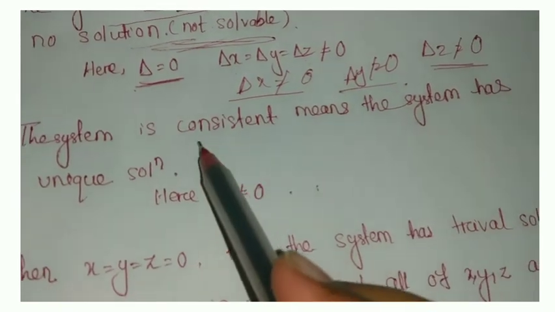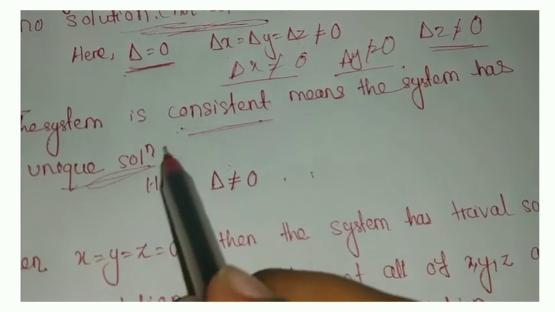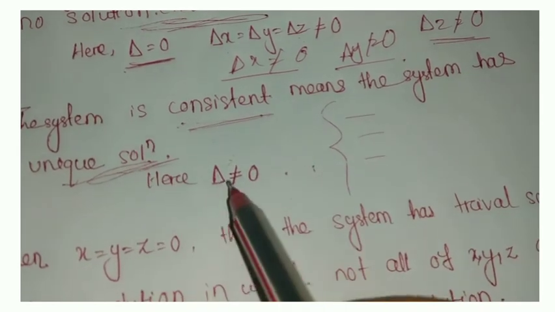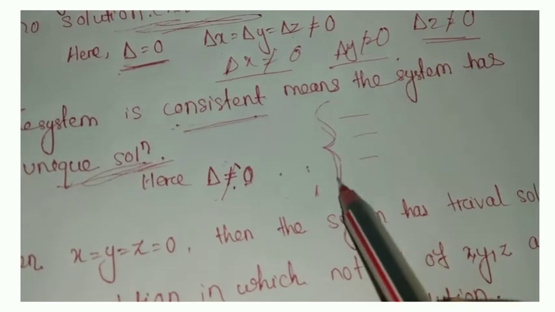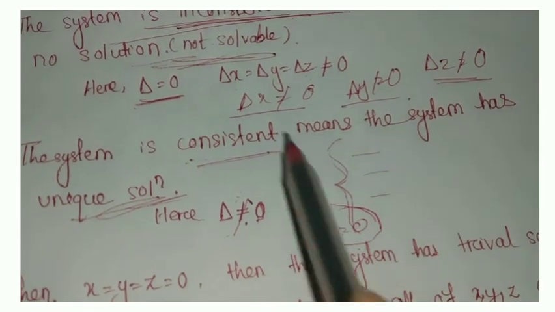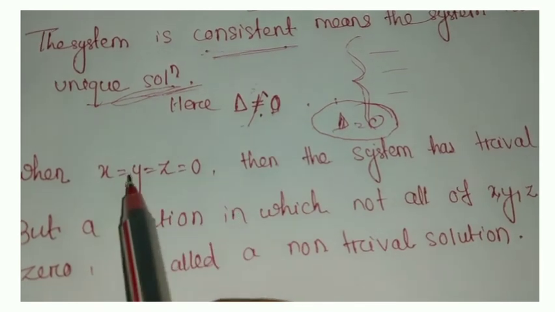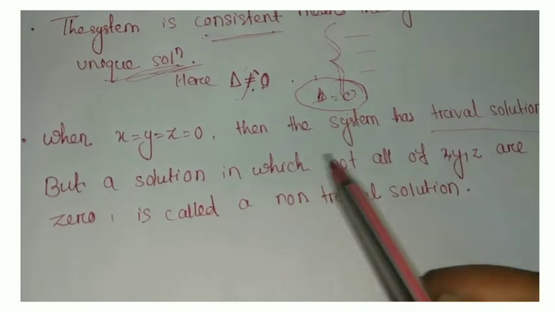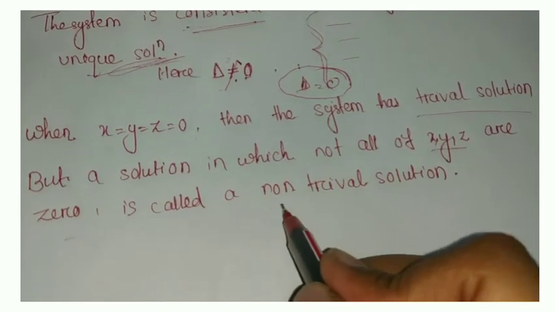The system is consistent means the system has a unique solution. That means the system of three equations has a solution and del is not equal to 0. If del is equal to 0, then it does not have a solution or is not solvable. When x is equal to 0, y is equal to 0 and z is equal to 0, then the system has a trivial solution, but a system in which not all of x, y, z are 0 is called a non-trivial solution.